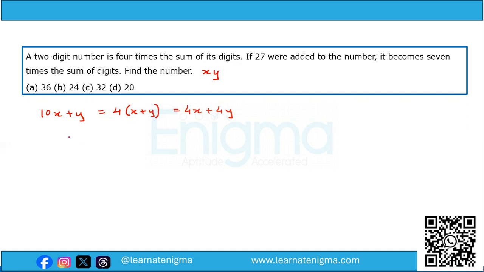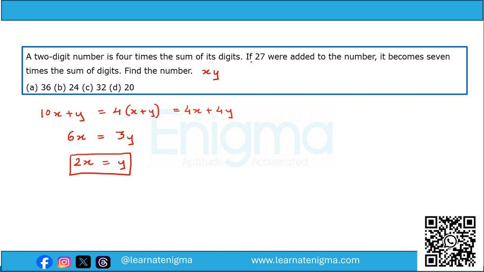So 10x minus 4x, you have 6x, and y comes on the other side. So 4y minus y, that is 3y. So therefore, we can say that 2x is equal to y. So this is our equation.